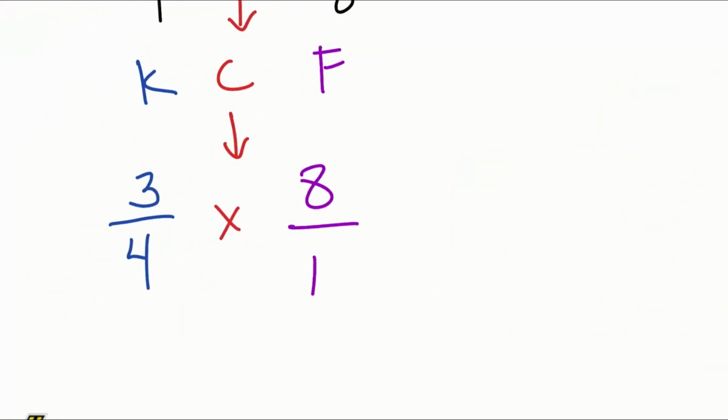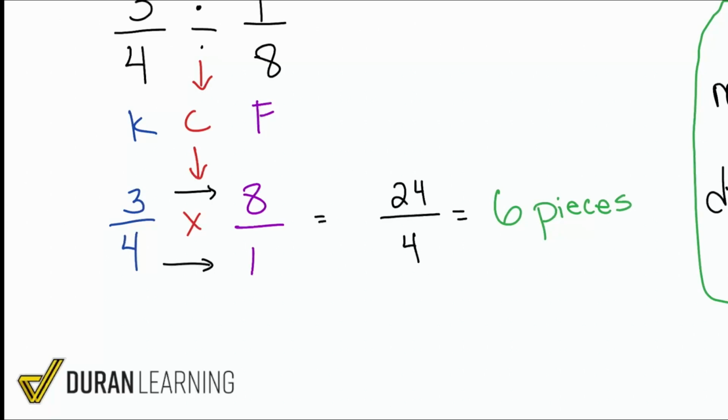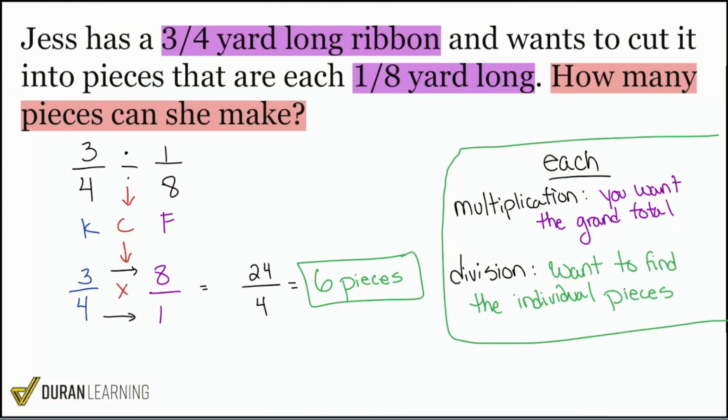Everybody, if we're doing 3/4 times 8/1, what this can turn into is 3 times 8, which is 24, 4 times 1, which is 4, and everybody help me out. What is 24 divided by 4? What's that going to give us? Yes, that is going to be 6, and there we go. We can make 6 pieces of ribbon with this 1/8 yard long per piece, and having this much ribbon in total, we can make 6 pieces all together.